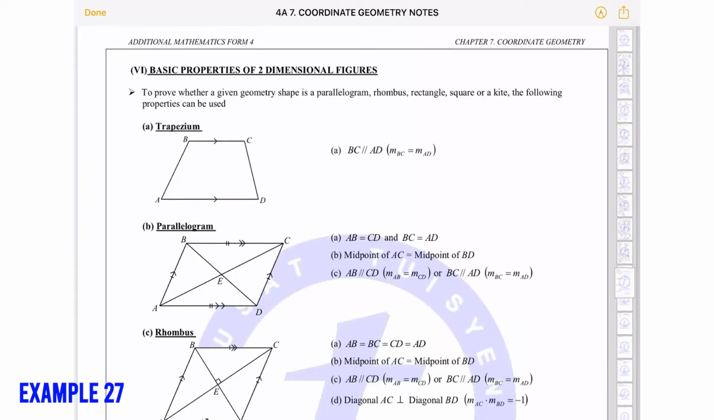Okay, today we're going to talk about basic properties of two-dimensional figures. So let's start with the trapezium. When you have a trapezium, these two sides are parallel, so we can see that the gradient must be the same.